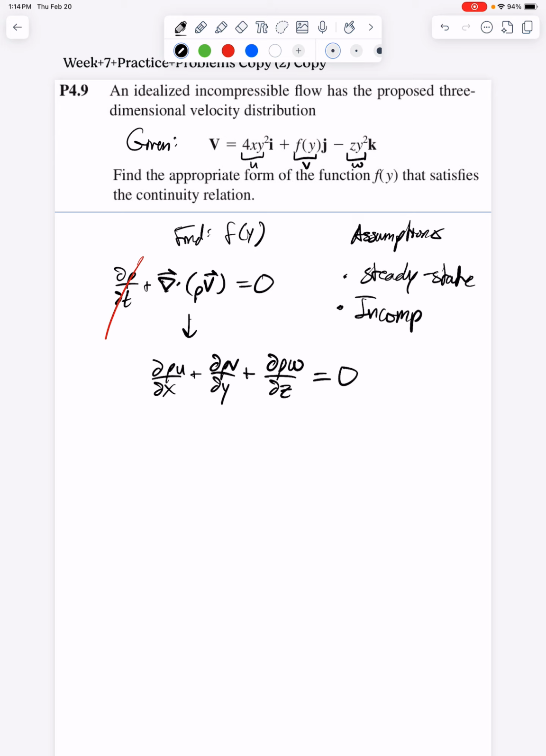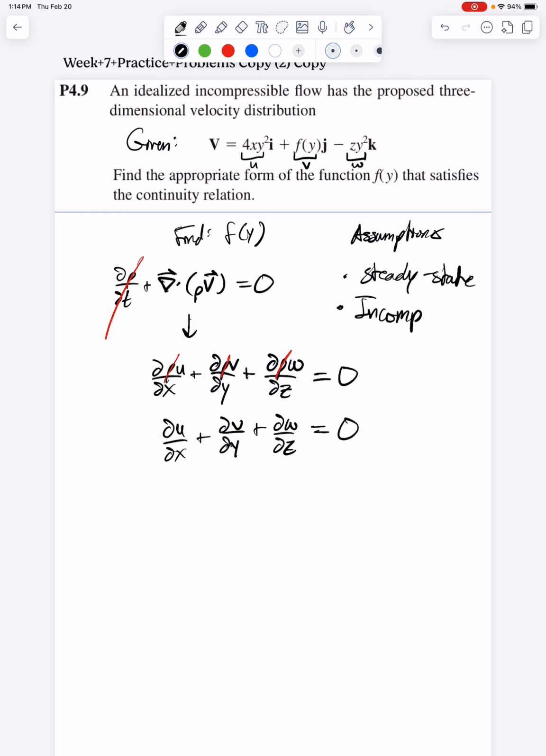With our incompressible assumption, density is constant no matter where you are in your velocity field. Therefore, we can factor all these rhos outside of the derivatives. If we divide both sides by rho, all the rhos will get canceled out. Which then leaves us with the following equation: the x derivative of the x component of velocity plus the y component of velocity derived by y plus the z component derived by z is equal to 0.